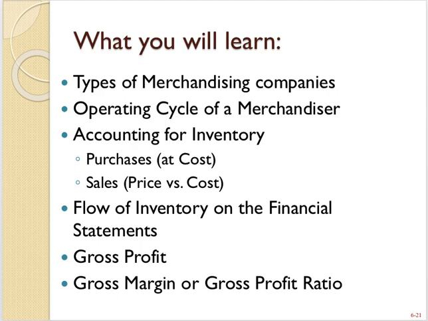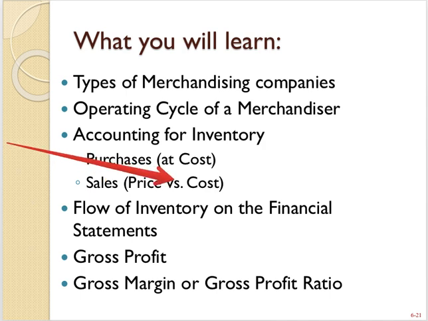Hello, everybody, and welcome to part 3 of our lecture on Chapter 4. So far, we've learned about the types of merchandising companies, the operating cycle of a merchandiser, and we're starting to talk about accounting for inventory, and we discussed the journal entry for purchases. Now we're starting to talk about the journal entries for sales, and we learned about the difference between price and cost.